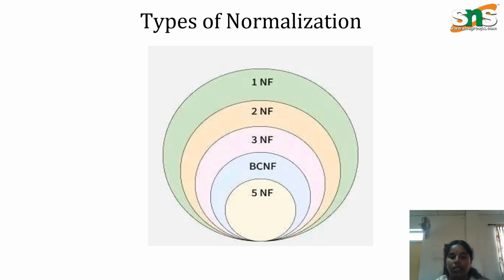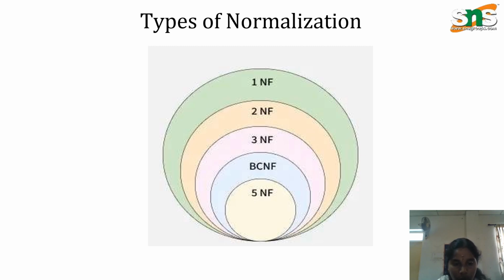There are 6 types of normalization. The first is first normal form, second normal form, third normal form, BCNF, and the fifth normal form. First of all, in the first normal form, all the columns contain atomic values, that means individual values. Each row is unique, and there are no duplicate rows. Each column has a unique name, and the order in which the data is stored does not matter.